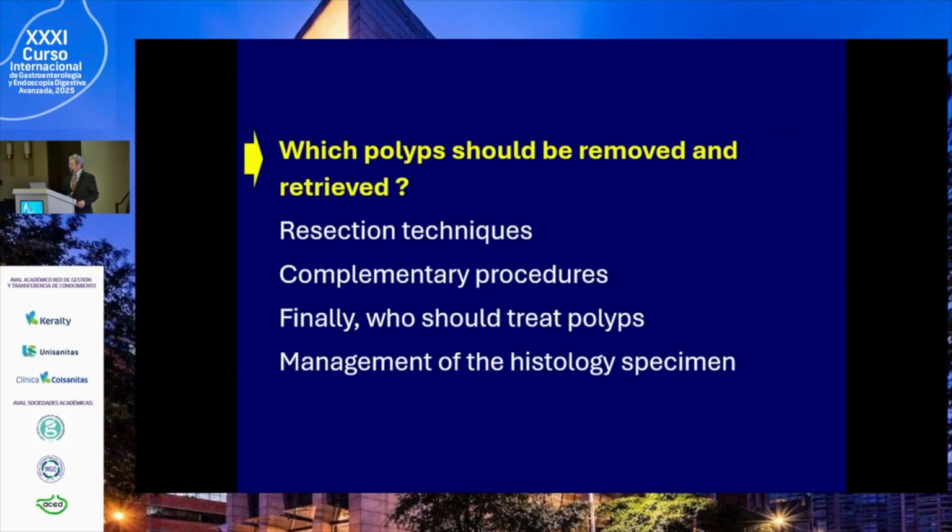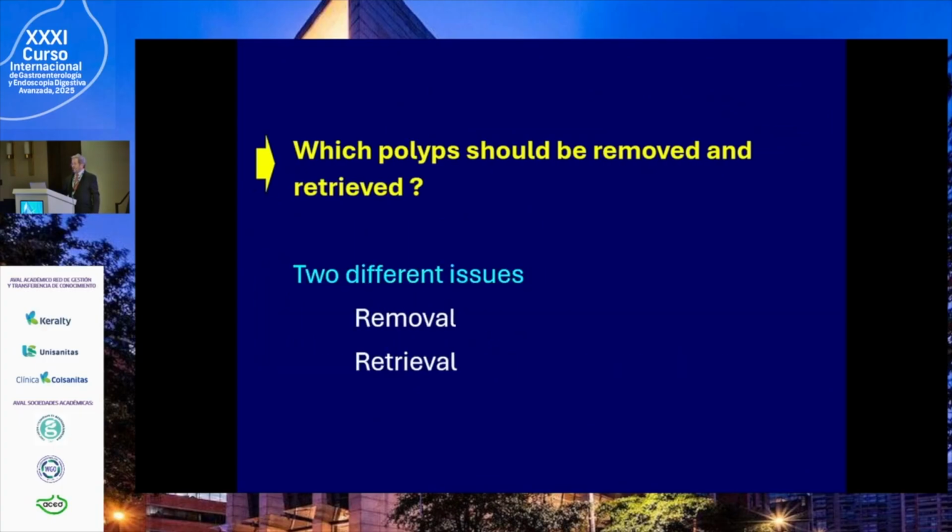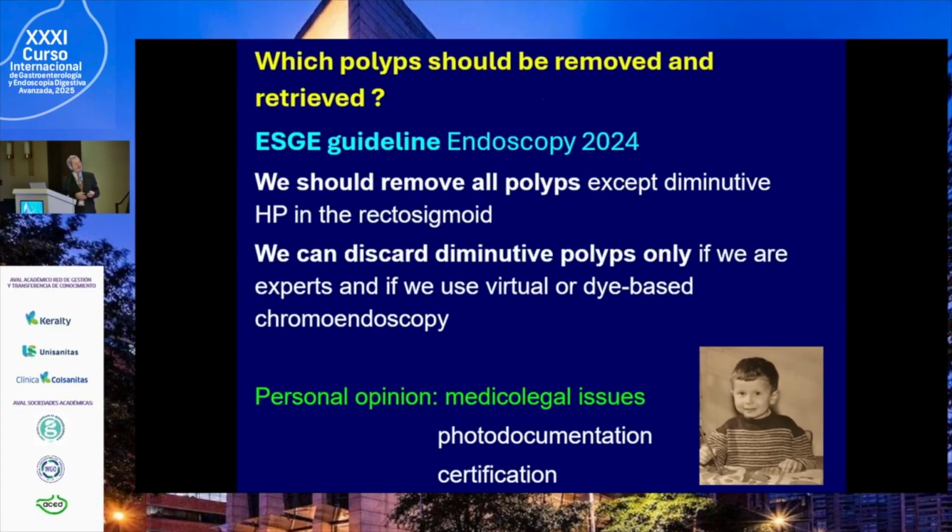Okay. So which polyp should be removed and retrieved? So it is different, huh? Which polyp should be removed and which polyp should be retrieved? Which polyp you should resect, and then you retrieve or not the specimen, or you discard. These are two different questions, two different issues. The guideline from ESG is quite clear, but it is not a surprise: we should remove all polyps except diminutive hyperplastic polyp in the rectosigmoid.